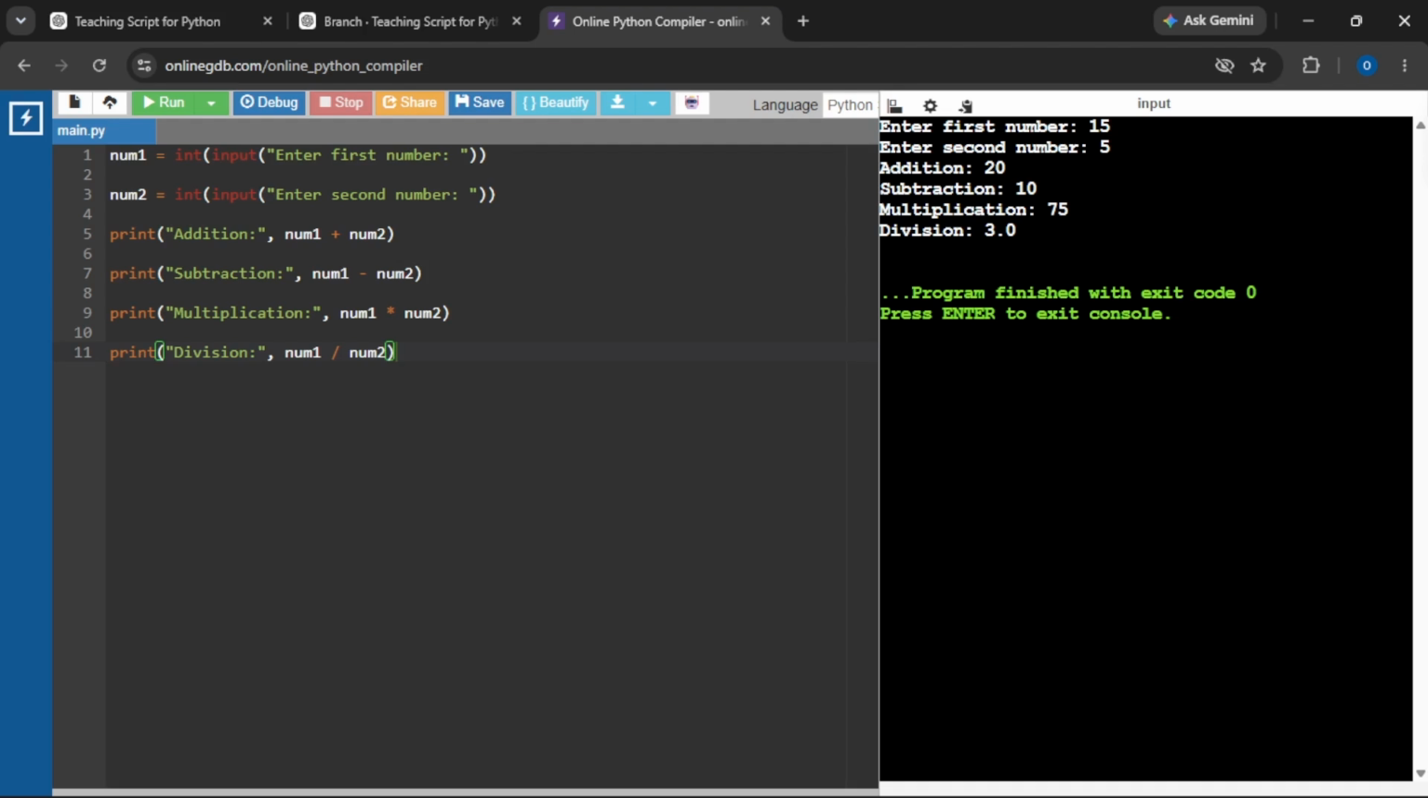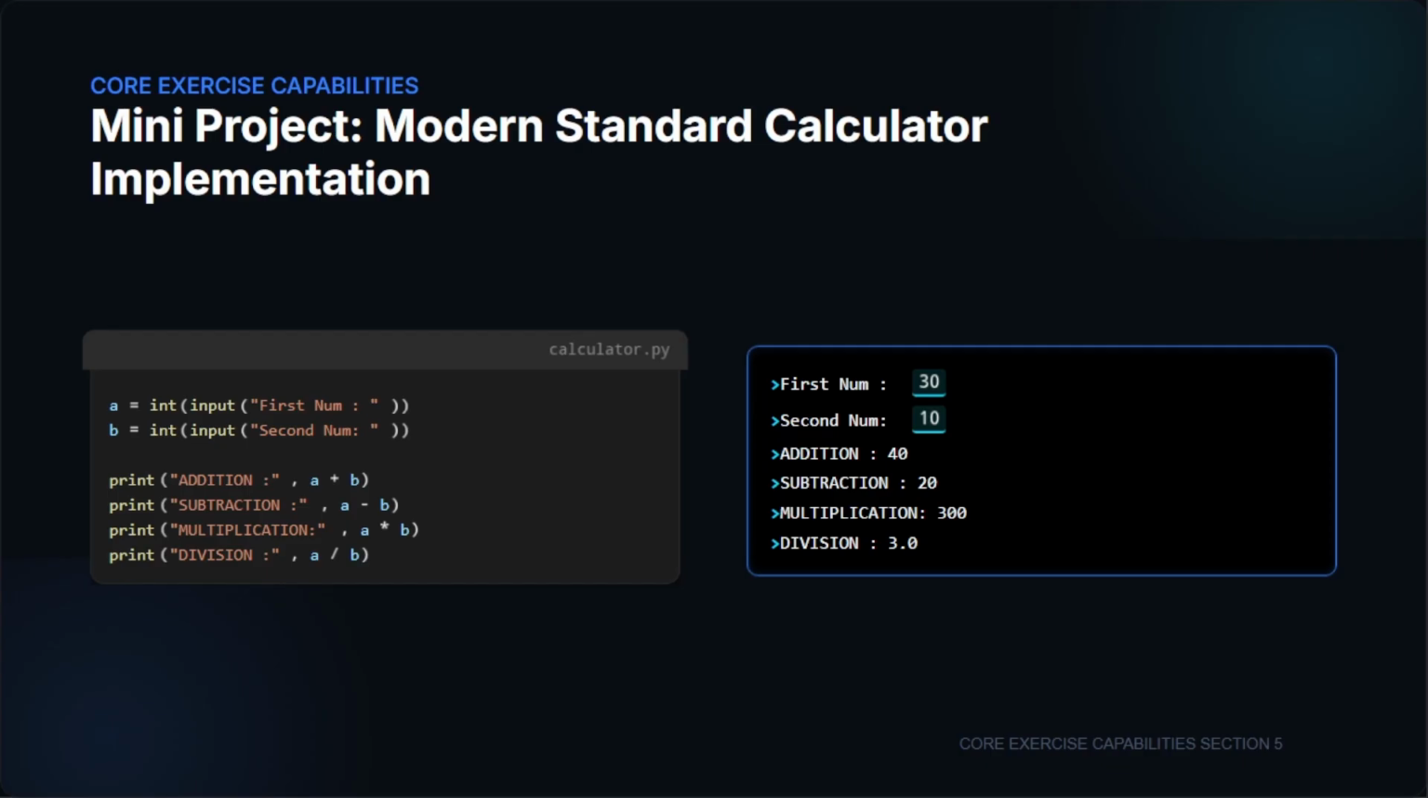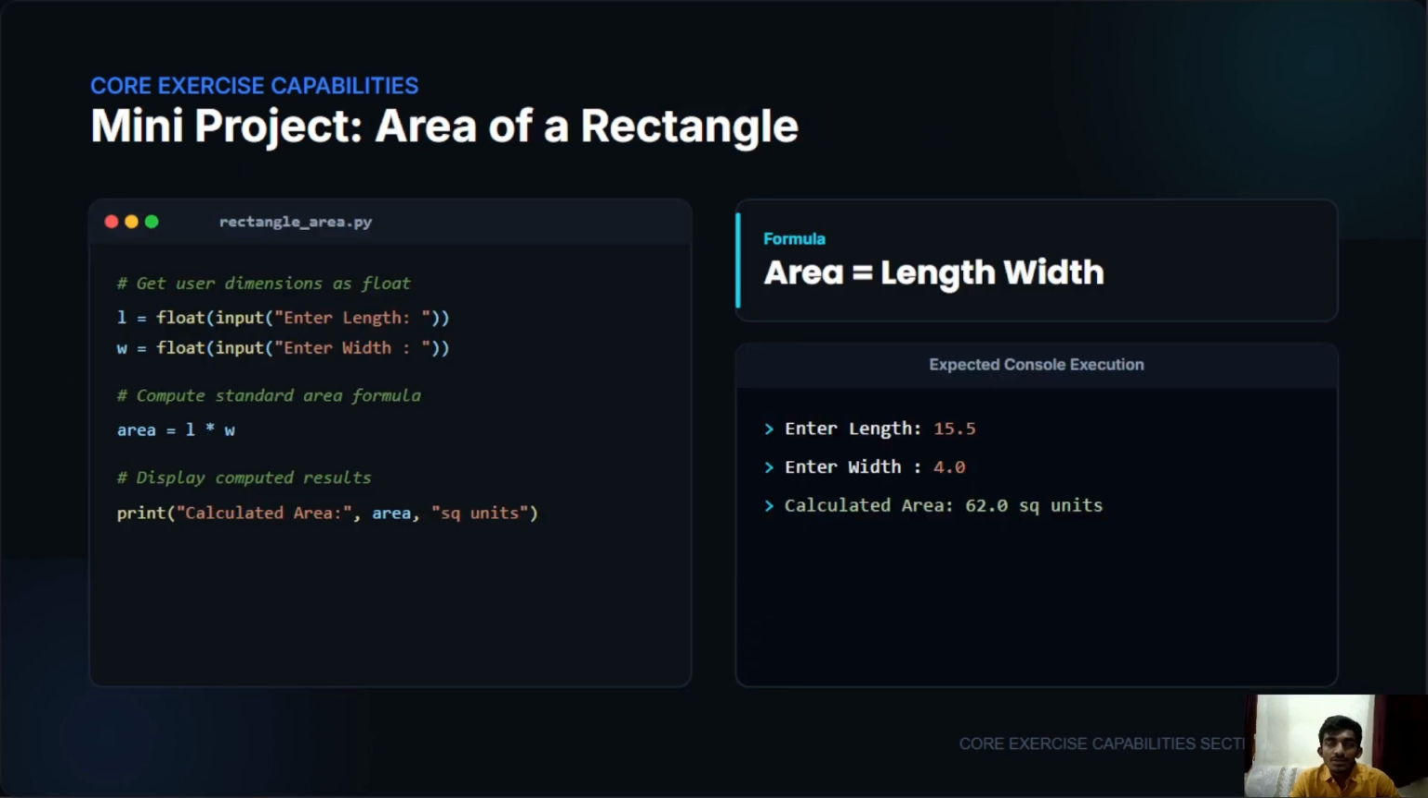Thinking about how far we have come: a few videos ago, our program could only print text. Now we can take user input, perform calculations, and show the result. This is what real programming is, and it has just begun. Let's build another useful program. Let's do the area of a rectangle.